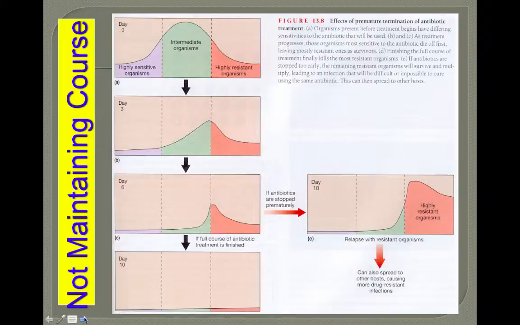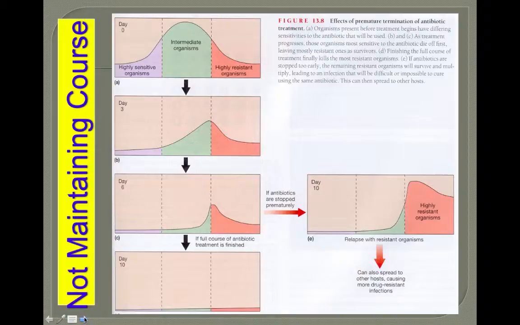And then when we get to day 10, what should happen if the antibiotic treatment is finished is you get even fewer of those sensitive, and hopefully most of them have been destroyed, as well as the intermediate. And there's probably more cells that are resistant present in the population, but at that point the number of cells present are so low in number that your immune system can fight them off on its own.